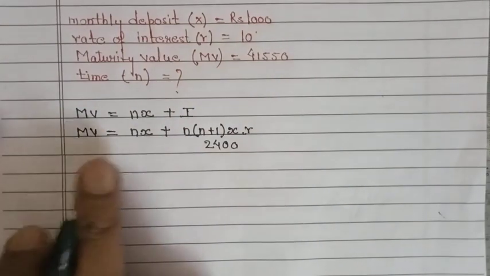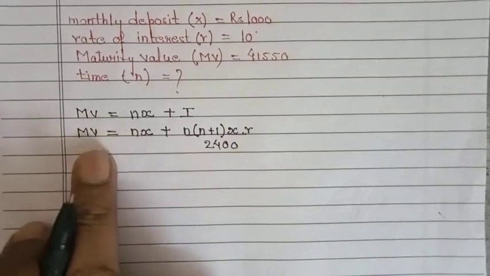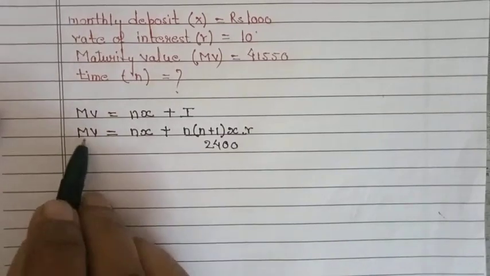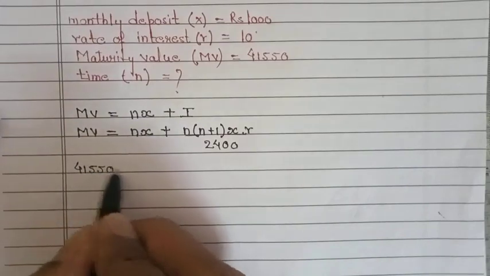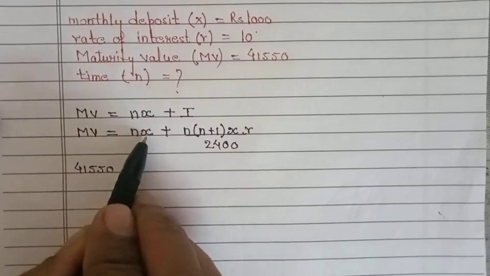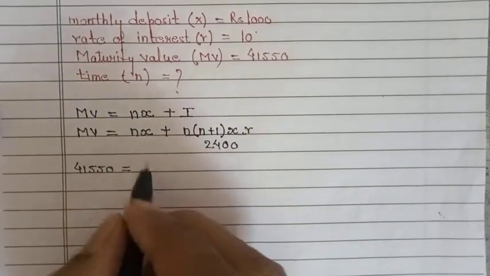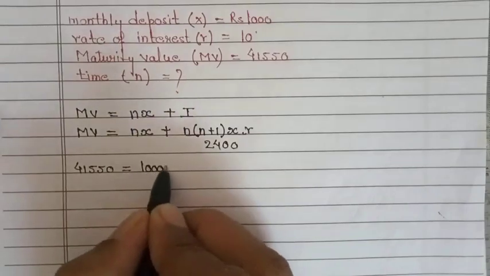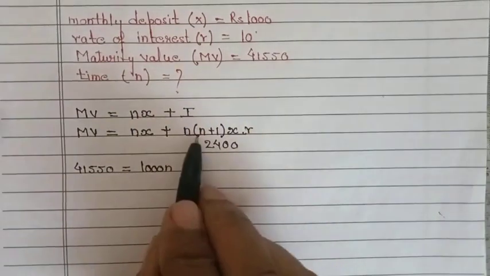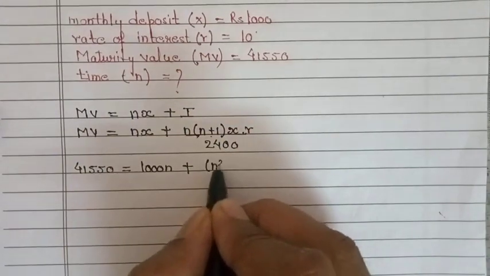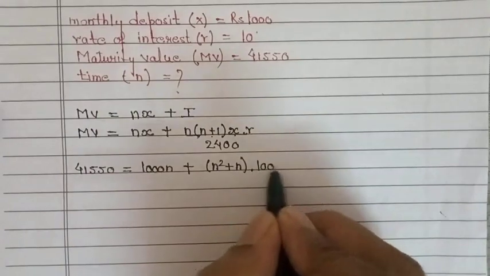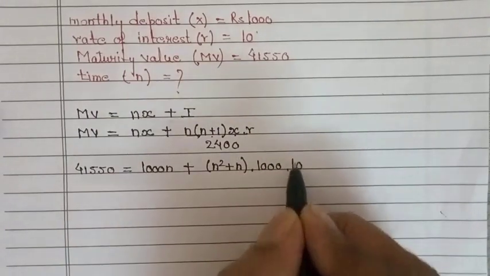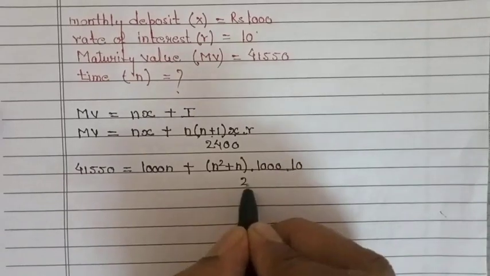Now after completing the formula for maturity value, let us substitute the values over here. So maturity value given to us is 41,550. This is X, which is monthly deposit. It is given as 1000. N is unknown to us, so we can write it as 1000N. Here N will be multiplied, so we will be getting N square plus N into X, that is monthly deposit, into R, that is rate of interest, upon 2400.